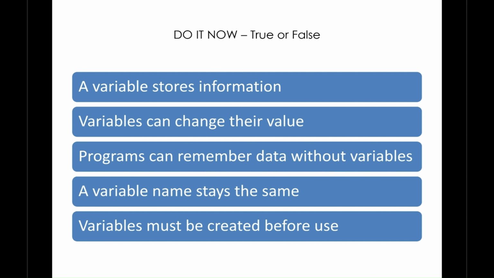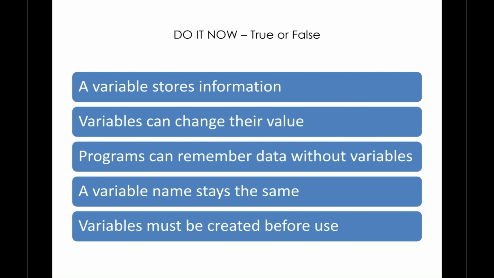Question number 1. A variable stores information, true or false? Question number 2. Variables can change their value, true or false? Question number 3. Programs can remember data without variables. Question 4. A variable name stays the same. And question 5. Variables must be created before use. Pause the video, check your answers, and we will be back in a second to go through them.